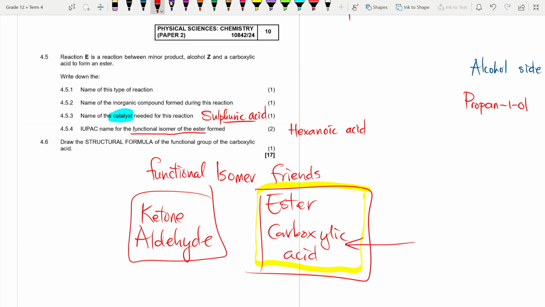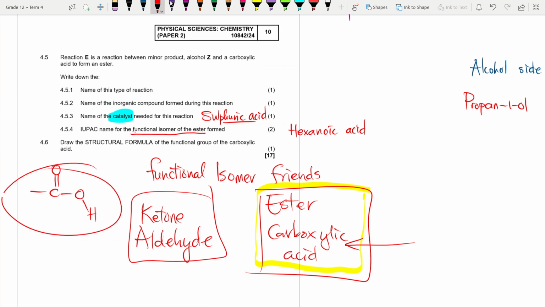Then the last question, draw the structural formula of the functional group of carboxylic acid. That's pretty simple. We already drew that one. Double bond O, OH. That's it. Okay, and this marks the end of the lesson.